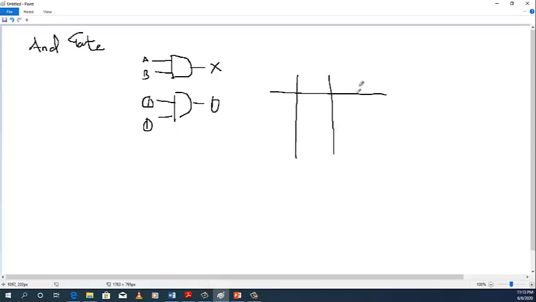Sorry, writing with the mouse is just difficult, but I'll do my best. We have our inputs. So we've got input A, which is this one, and another input B, which is this one, and we've got our output. Our inputs end here, then we've got our output, X.